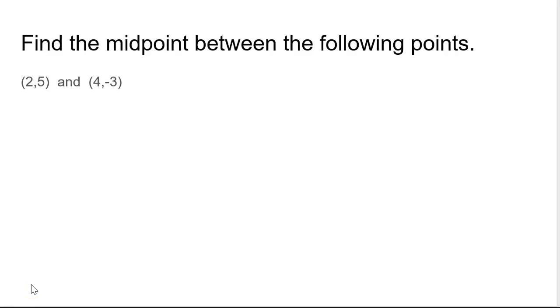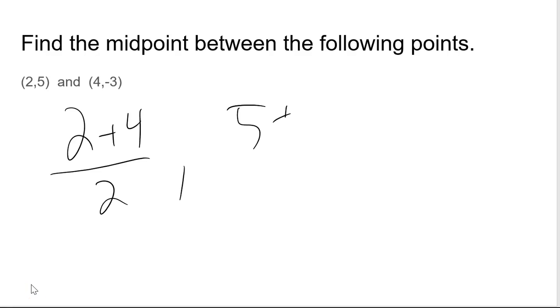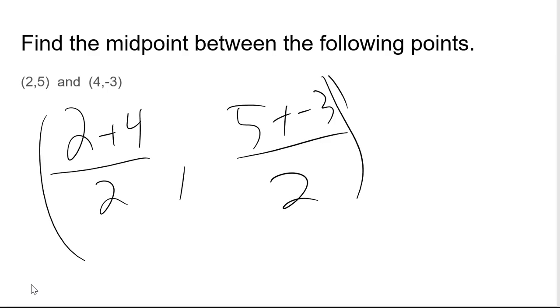Alright, so we're going to find the midpoint of these two. I'm going to set up the equations. You don't really have to all the time, I'm just going to do it to help us out. So first we take 2 plus 4 divided by 2, and 5 plus negative 3 divided by 2. 2 plus 4 is 6, divided by 2 is 3. Comma, 5 plus negative 3 is 2, and 2 divided by 2 is 1.